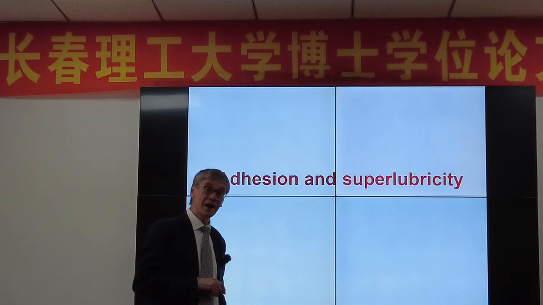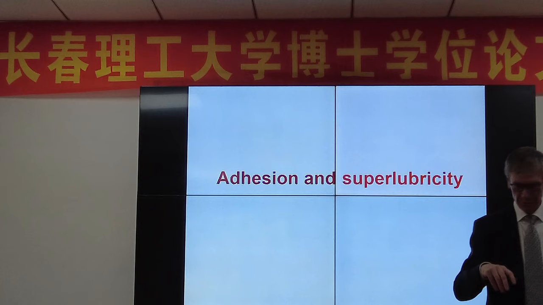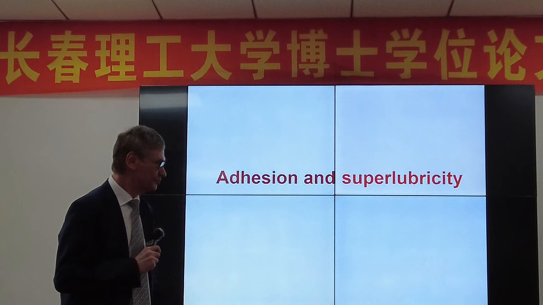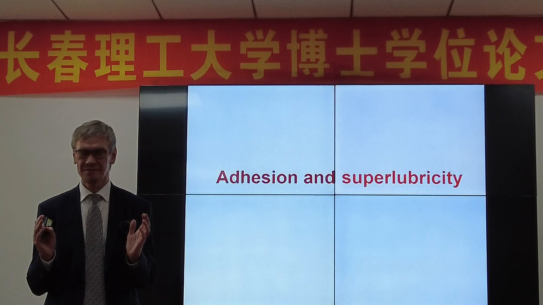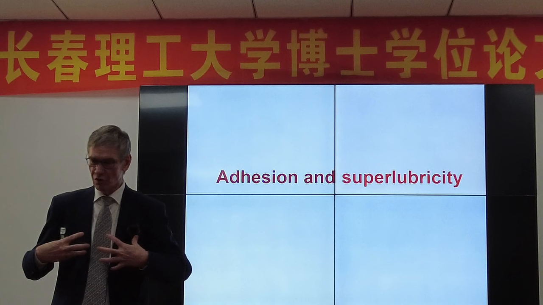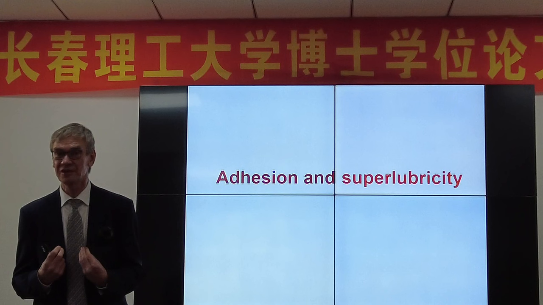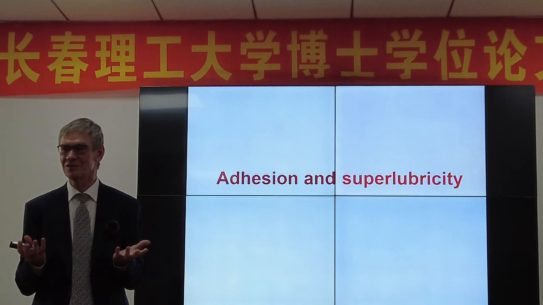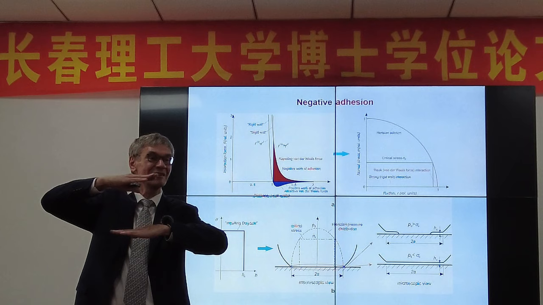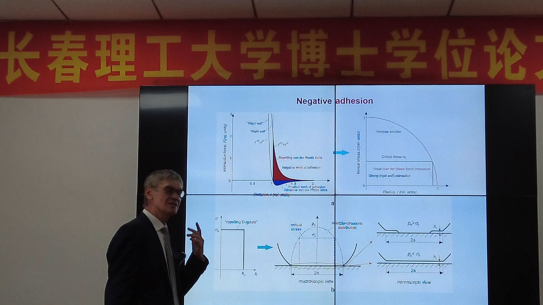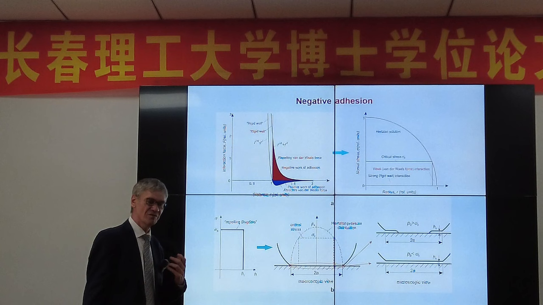Now, I come to three further points. The first is adhesion and superlubricity. I started with an explanation that the adhesive forces can be attractive and can be repellent. If you need large strength or large friction, you need positive adhesion. If you need small friction, you need negative adhesion. And if you have some intermediate medium producing negative adhesion, then the bodies are just levitating at some distance from each other.